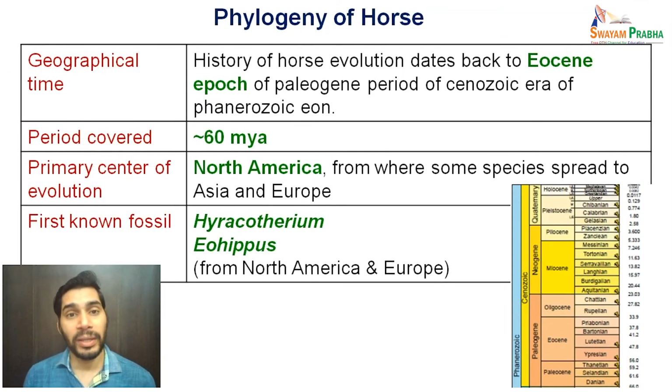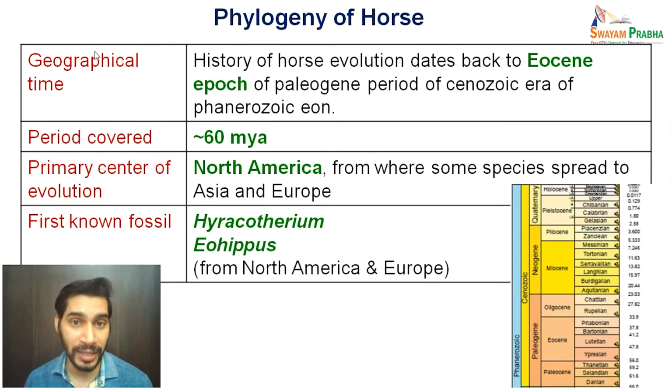Let us have a quick summary of horse evolution. When we talk about horse evolution, we are going to talk about what was the time period when it started and what is the total duration that it has taken to come to the recent form. So in terms of geological time, as you might remember, in the previous lecture we talked about the geological time scale, which is the time scale based on the fossil record or biostratigraphy and radiometry.